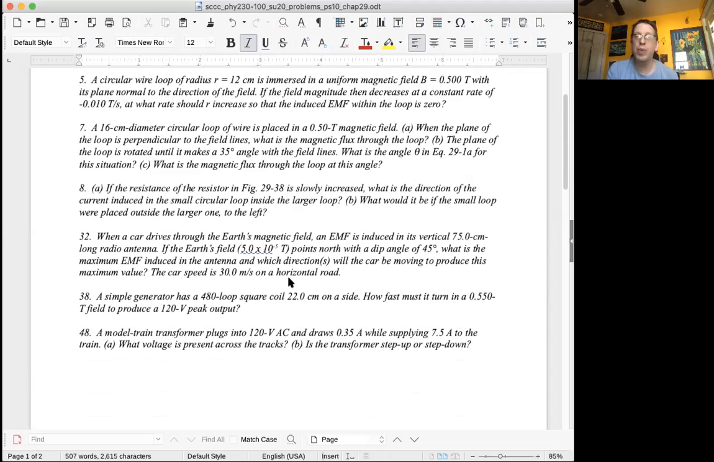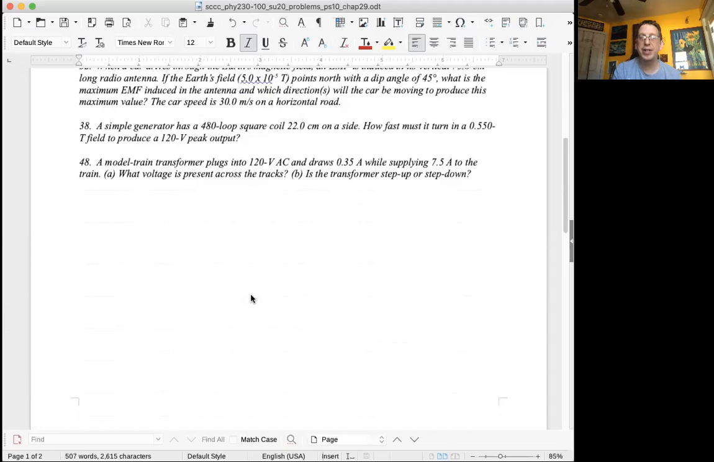So it's got 120 volts and 0.35 amps coming in. What is the output voltage, and is the transformer step up or step down? So remember, when the voltage goes up, the current goes down, and vice versa, but the product of voltage and current remains constant. So now we'll move on to the homework problems.